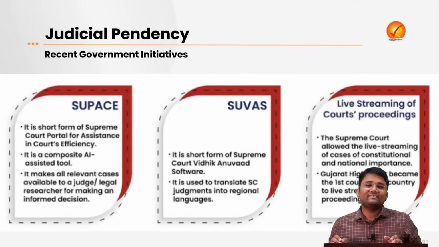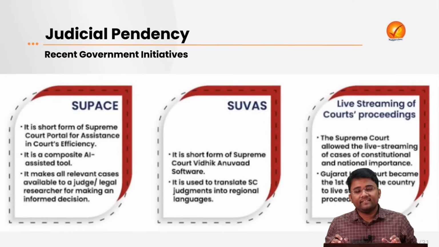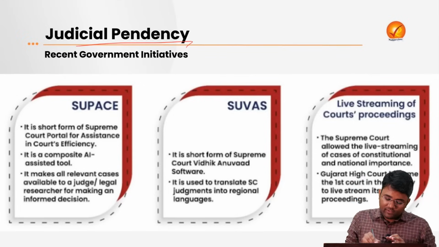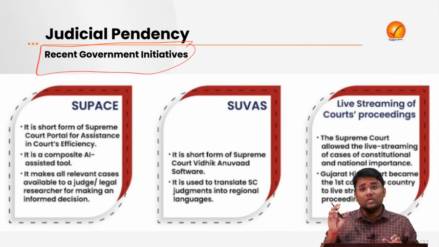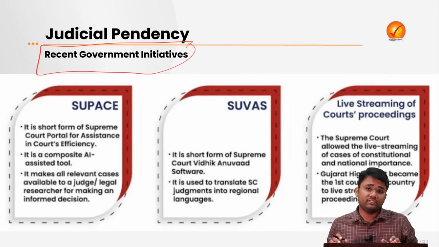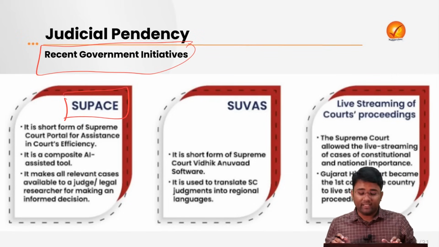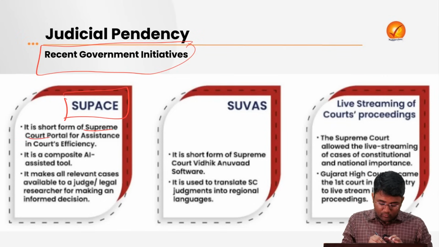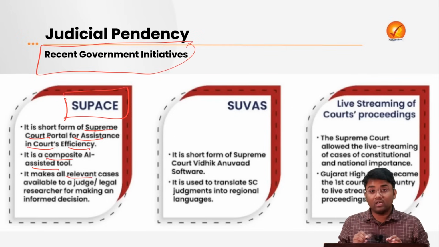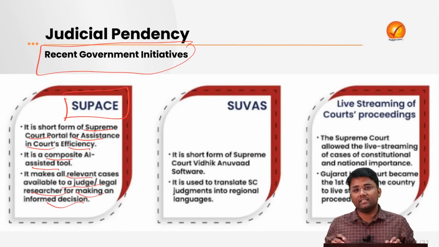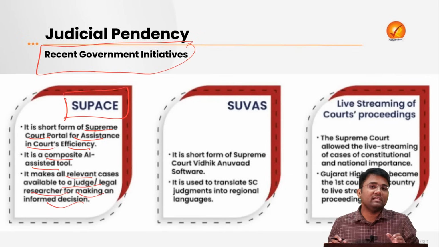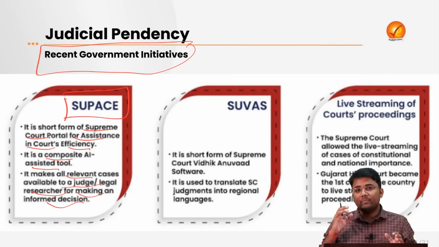So, is the government doing something about this high pendency of cases? Yes. Recently, the government has come up with several initiatives to particularly address the issue of high judicial pendency. The first initiative is abbreviated as SUPACE, the full form of which is the Supreme Court Portal for Assistance in Court Efficiency. It is a composite AI-assisted tool which makes all relevant cases available to a judge or legal researcher for making an informed decision.